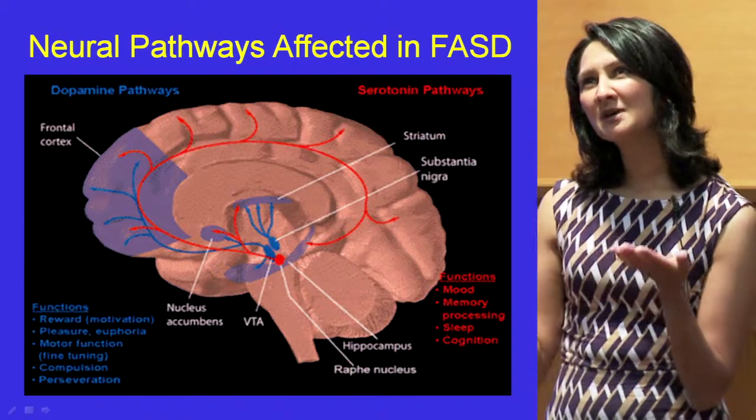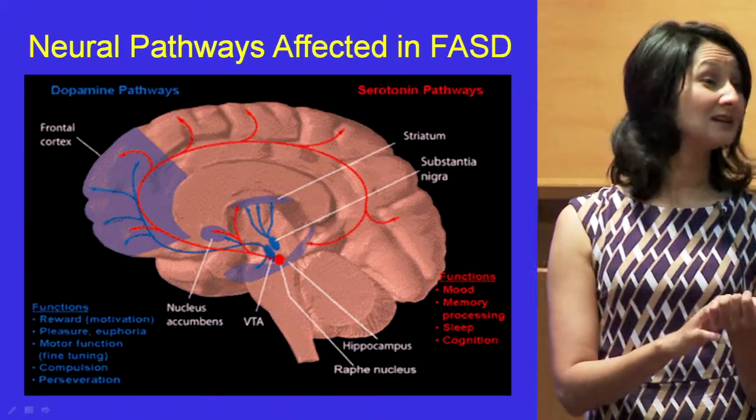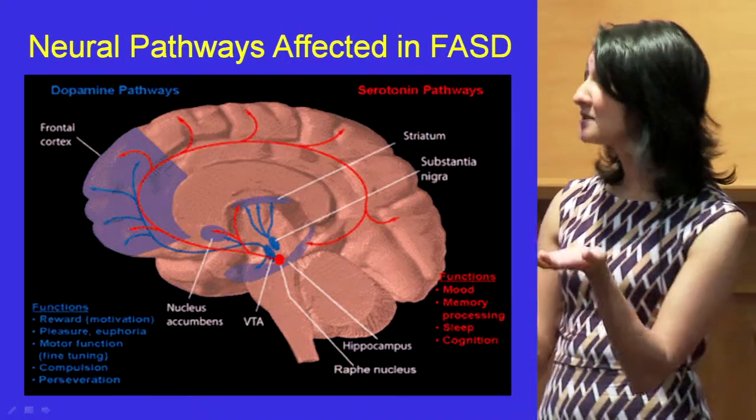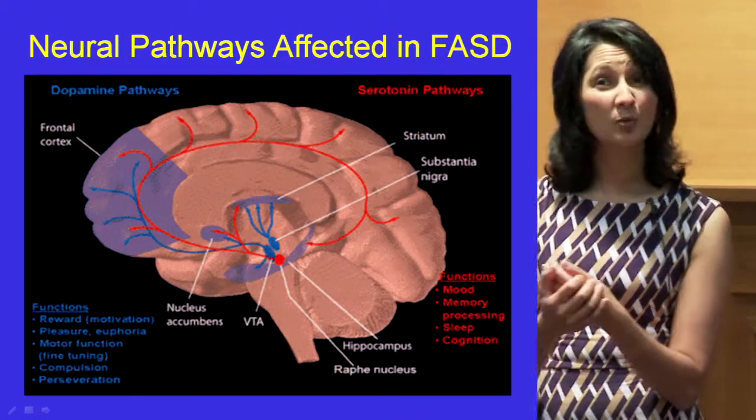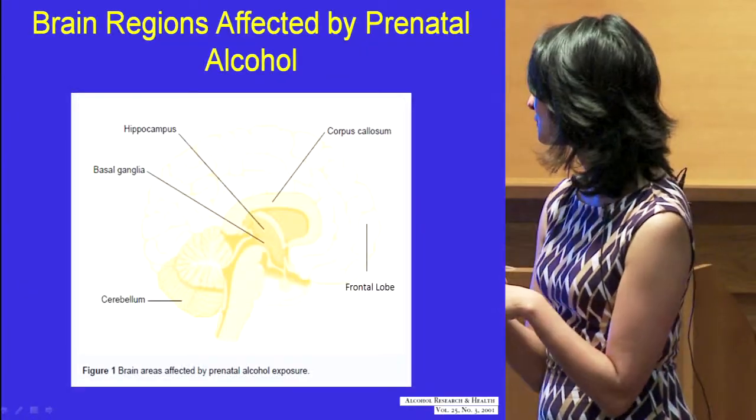These kids also can have mood deficits. The serotonin pathway is very much implicated in depression. So often depressive symptoms and depression can be comorbid in children who have a fetal alcohol spectrum disorder.